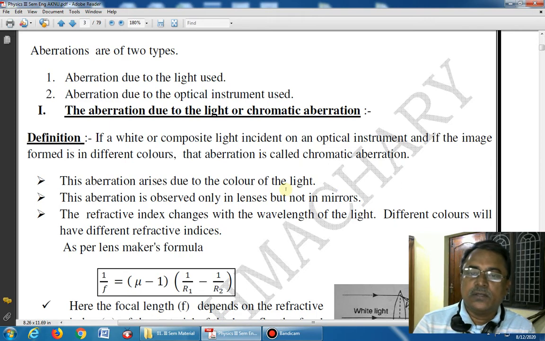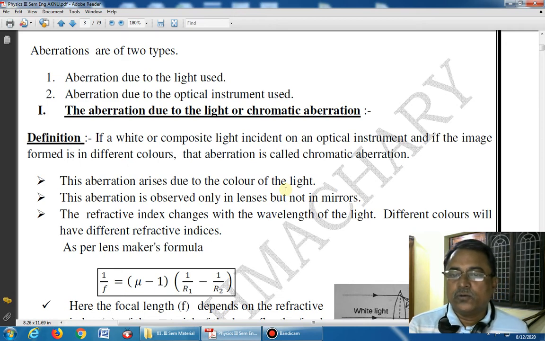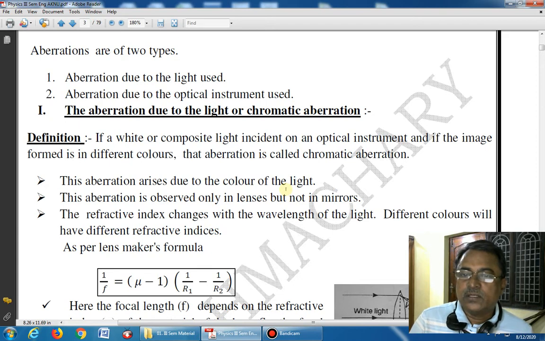Composite light means it has many colors or more colors. So, composite light means it is a combination of different colors. If we take the example, white color is a composite light. White has 7 colors. We know they are VIBGYOR.